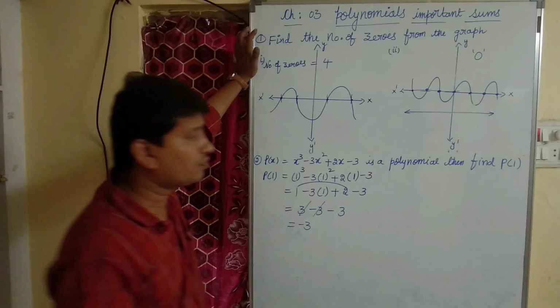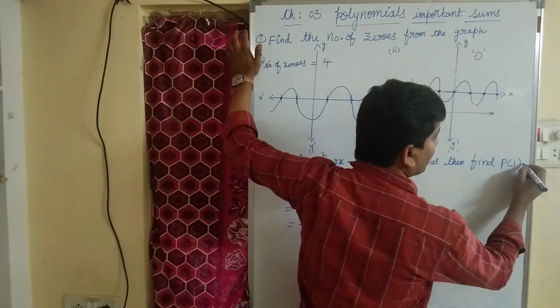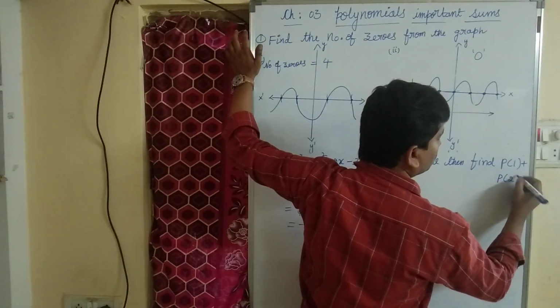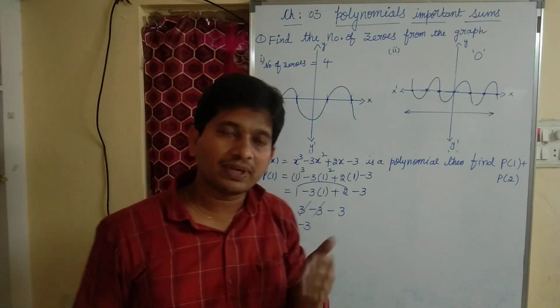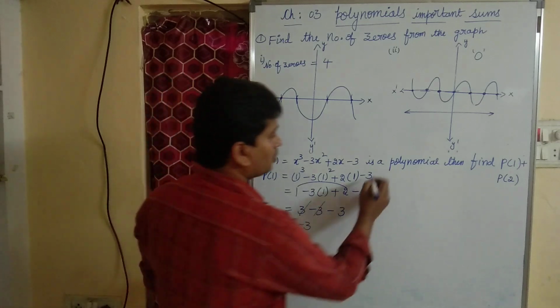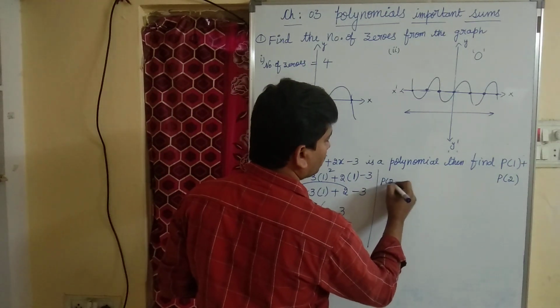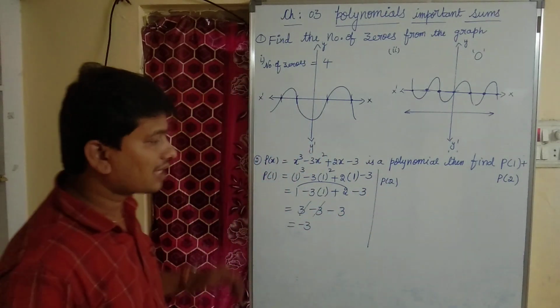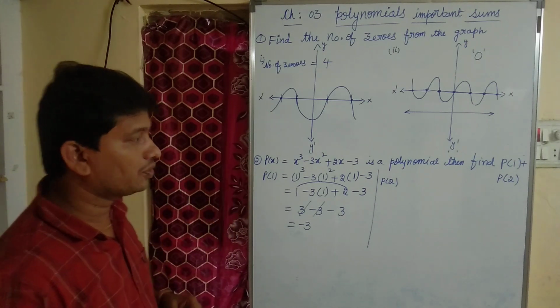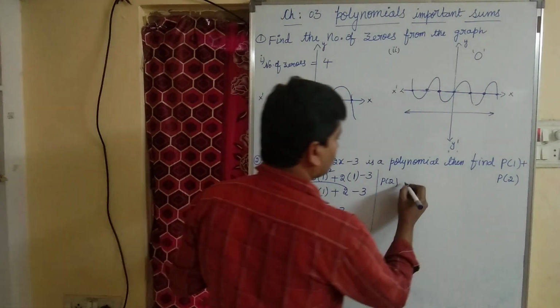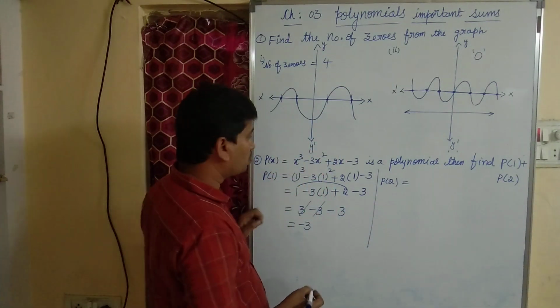Okay. They may ask you to find p of 1 plus p of 2. So what to do? We have to find first of all p of 2. As already we found p of 1, now we have to find p of 2. Right? So in place of x substitute 2.